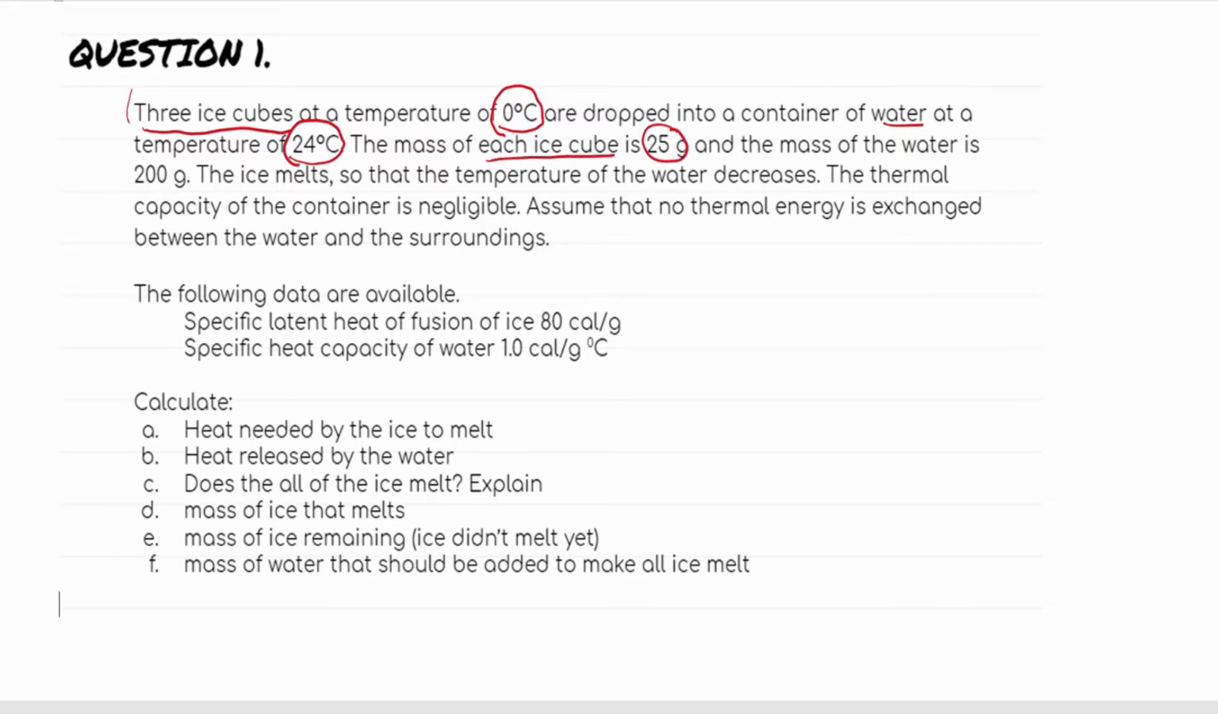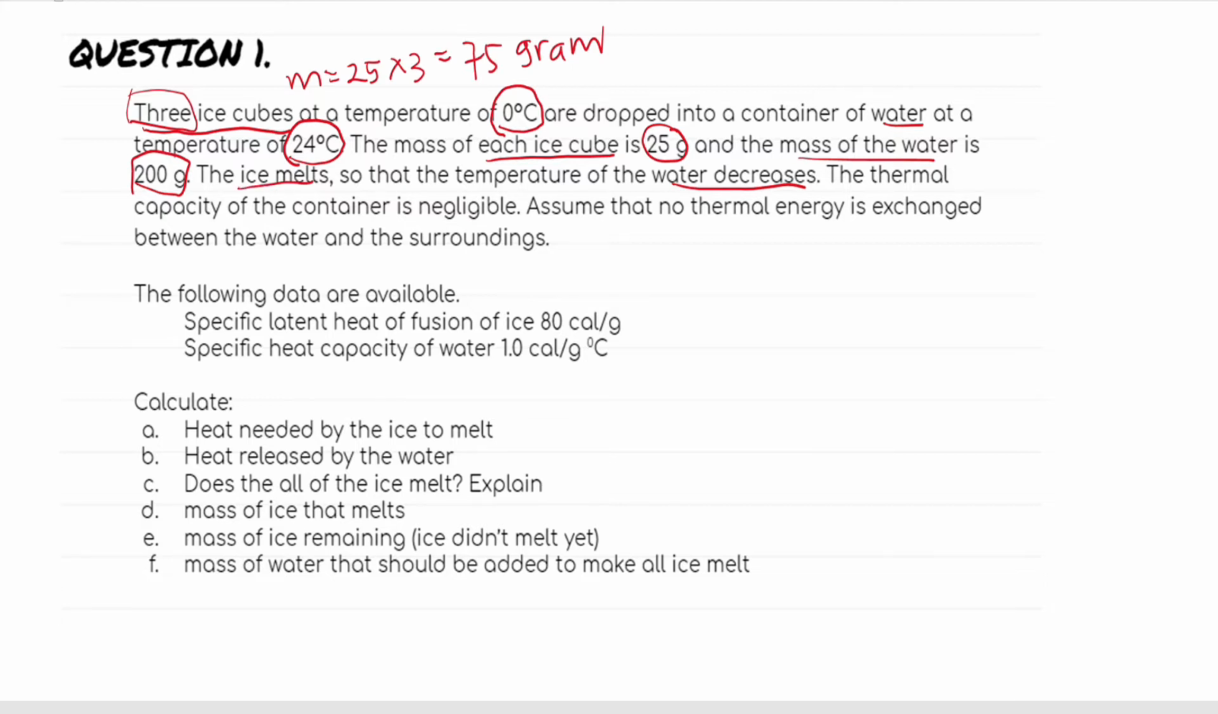Because we have 3 ice cubes, the total mass of the ice is 25 times 3, so 75 grams. Next, the mass of the water is 200 grams. Okay, the ice melts so that the temperature of the water decreases. This is the key point of the question.